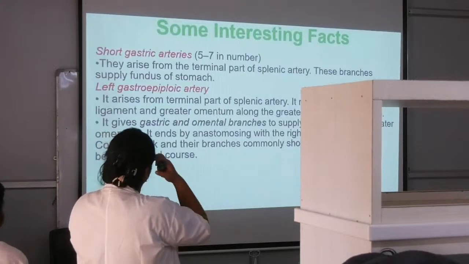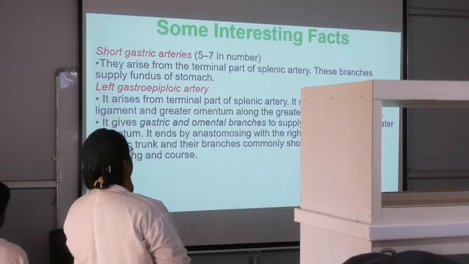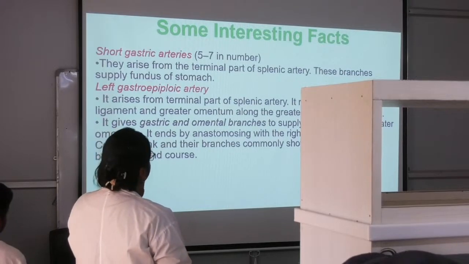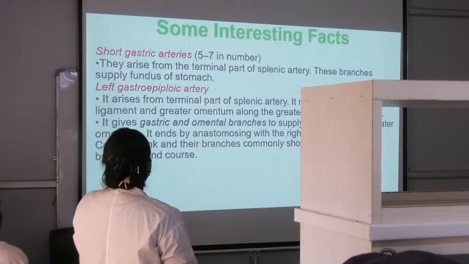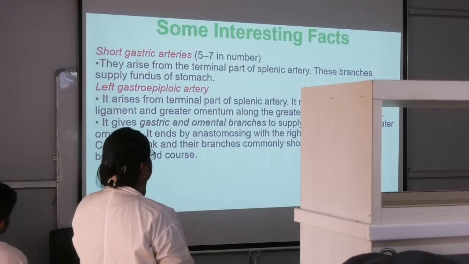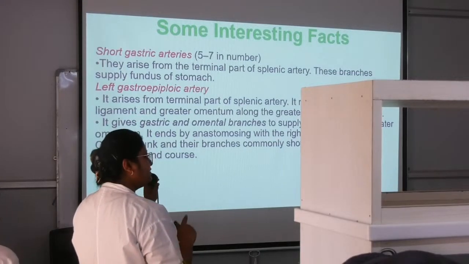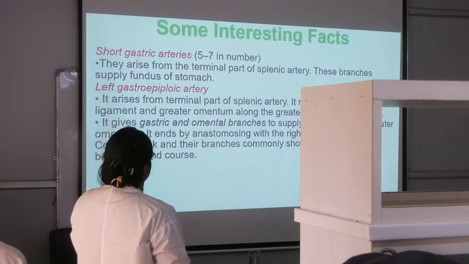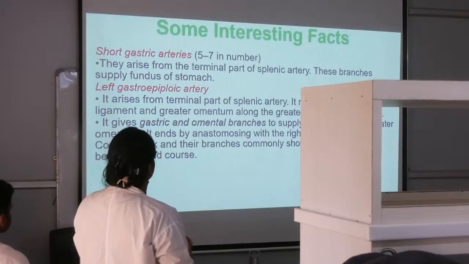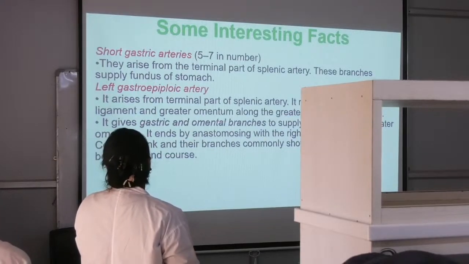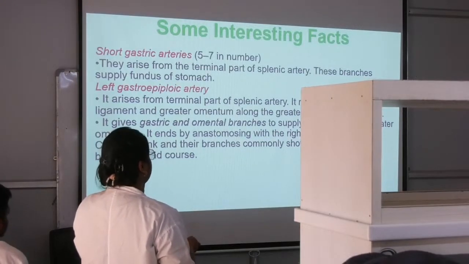Okay, next is short gastric arteries, 5 to 7 in number, arising from the terminal part of the splenic artery, and these branches supply the fundus of the stomach. Left gastroepiploic arises from the terminal part of the splenic artery and runs in the gastrosplenic ligament. Splenic artery runs in the lienorenal ligament, and this left gastroepiploic runs in the gastrosplenic ligament, and in the greater omentum along the greater curvature of the stomach. It gives gastric and omental branches to supply the stomach and greater omentum, and ends by anastomosing with the right gastroepiploic artery.